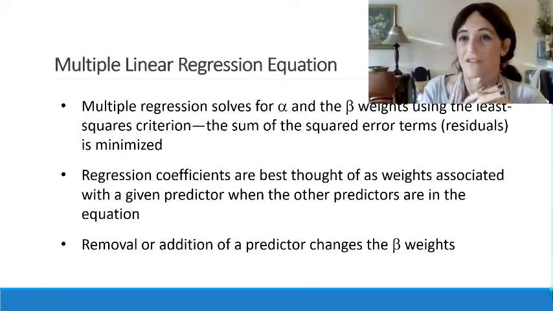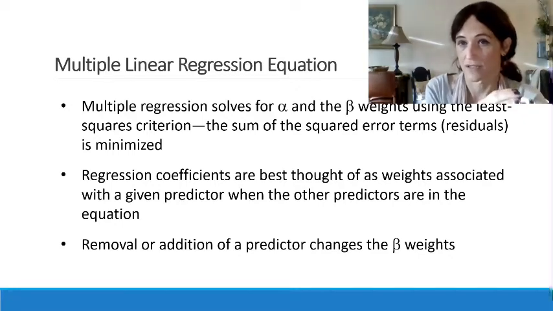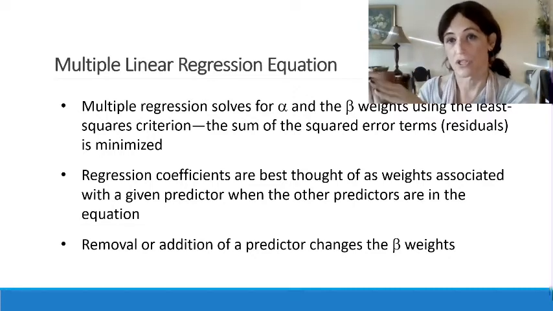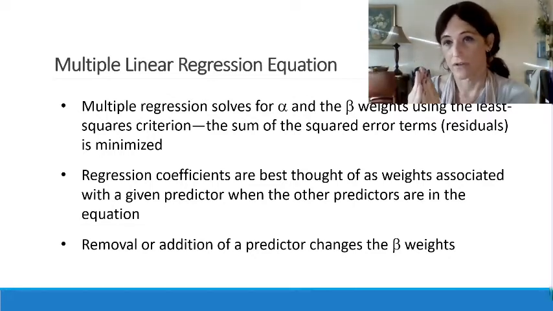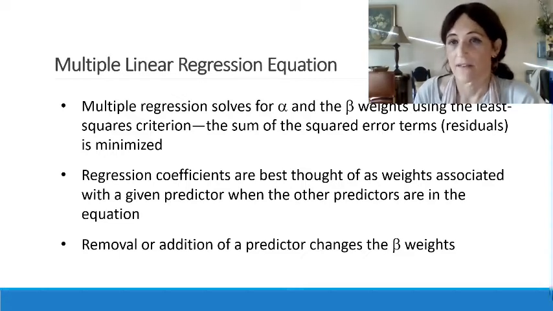Regression coefficients are best thought of as weights associated with a given predictor when other predictors are in the equation. So when we go from that crude association in a simple linear regression to an adjusted or conditioned model, we can think of those as how much that coefficient is weighting that best fitting line. And that may conceptually start to make this seem more complicated than it needs to. One other more straightforward way to think about it is adjusting for or conditioning on those other variables.